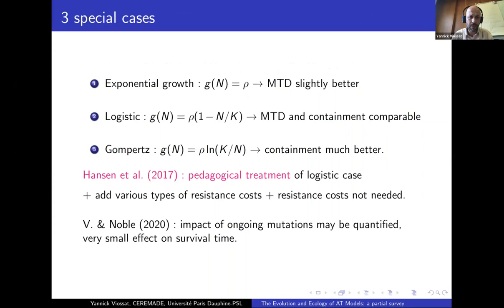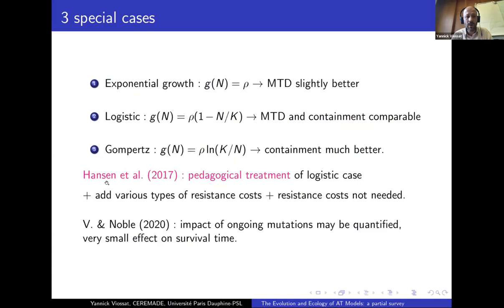One is exponential growth. So G of N here is not actually decreasing, it's a constant. And they find that due to the mutation effect, MTD is slightly better than containment or adaptive therapy, as we would say now. For the logistic growth rate, they find that MTD and containment are roughly comparable. But for a Gompertz growth rate, they find that containment is much better.